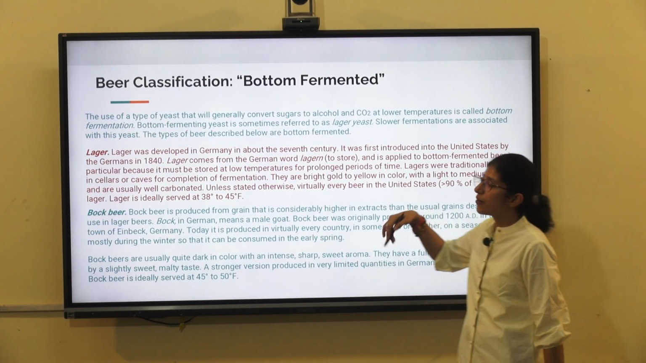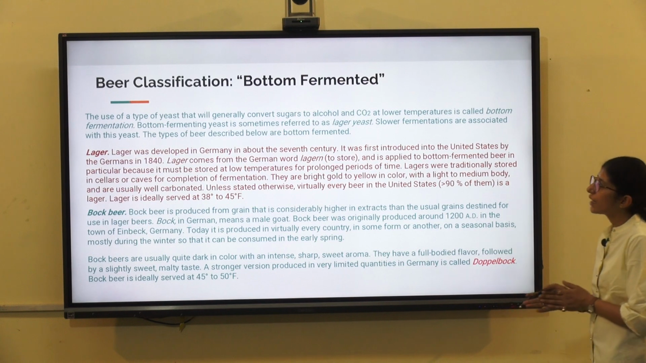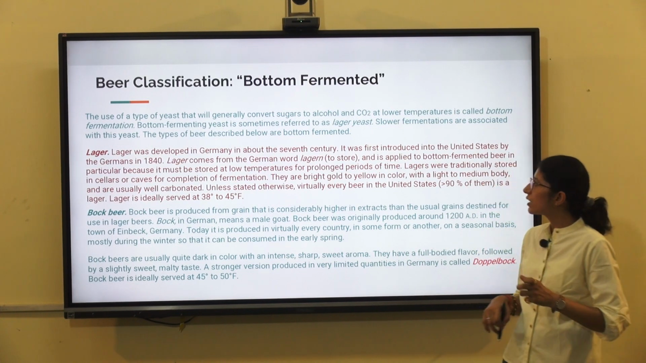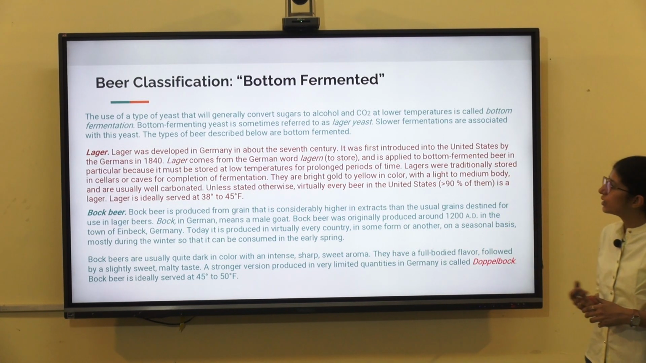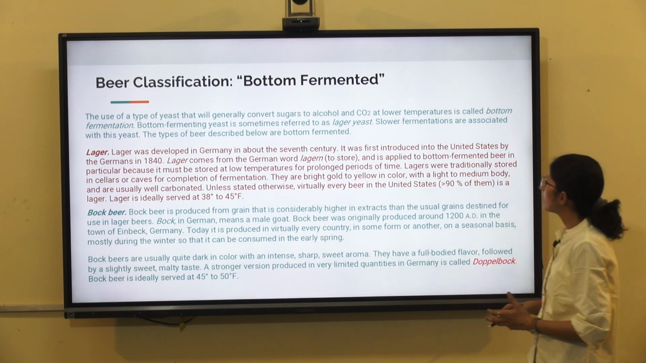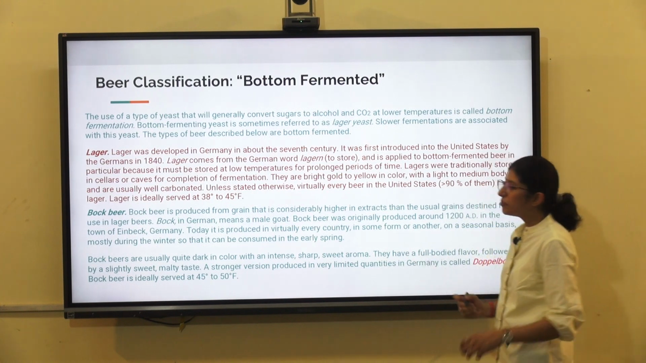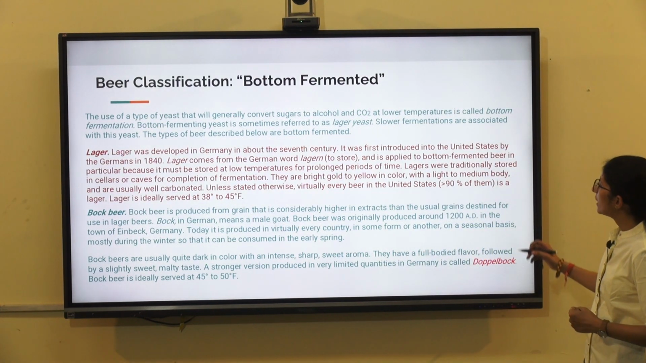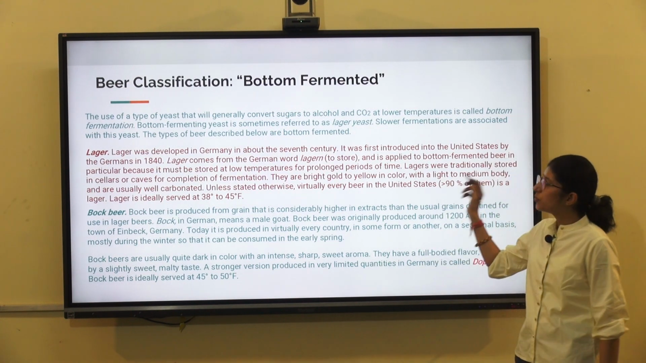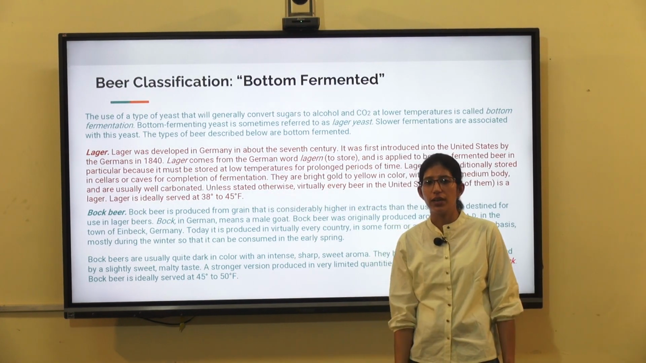Now, again, what is beer classification? In the bottom fermented beer, we have a previous gist. What is bottom fermented beer? The first one is the lager and bock beer. Now, what is lager? Lager was generally developed by the Germans in 1840. The word lager means to store, and it is applied to bottom fermented beer because it is stored at a low temperature for a prolonged period of time, usually in caves, for the completion of the fermentation process. They are bright yellow to golden in color, having a tint and a light to medium body, while they are usually well carbonated. In the United States, about 92% of beer is of the lager type, and it is usually served at a temperature of 38 to 45 degrees Fahrenheit.